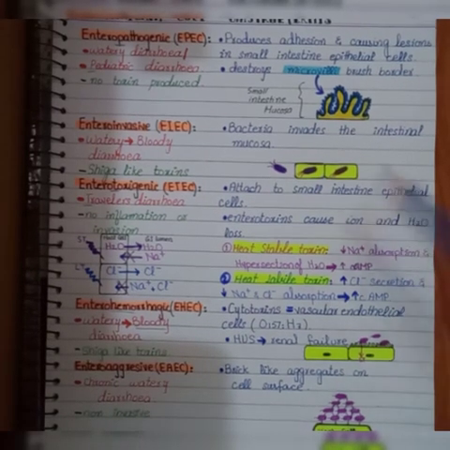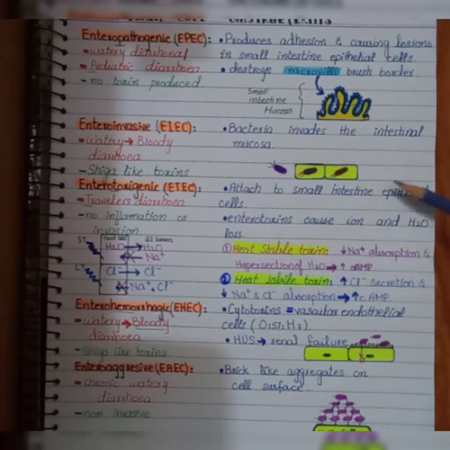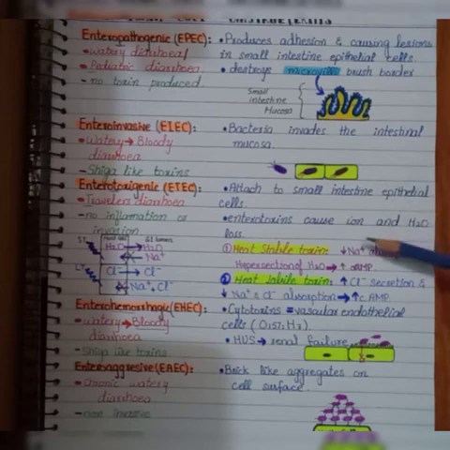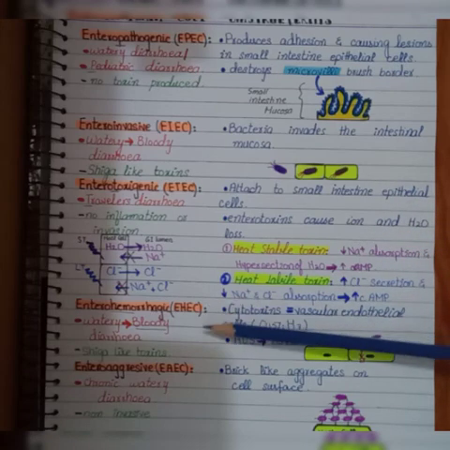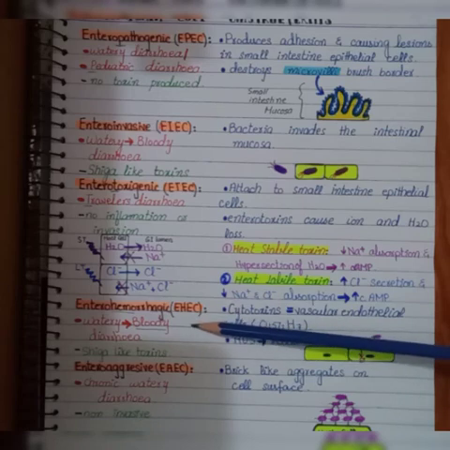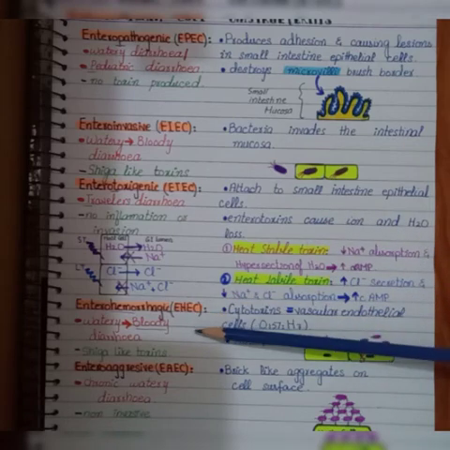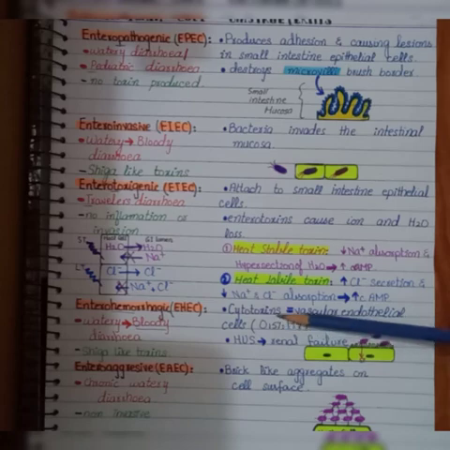And it does not cause the inflammation or the invasion, because when it's attached to the small intestine epithelial cells, it will cause the release of the enterotoxins. Next, we have the enterohemorrhagic E. coli, and from hemorrhagic you can think it's the bloody diarrhea. And what is the mechanism of the enterohemorrhagic E. coli? It will cause the release of the cytokines into the vascular endothelial cells.